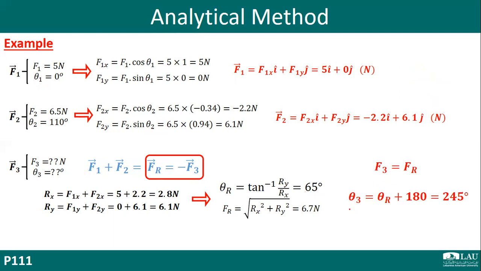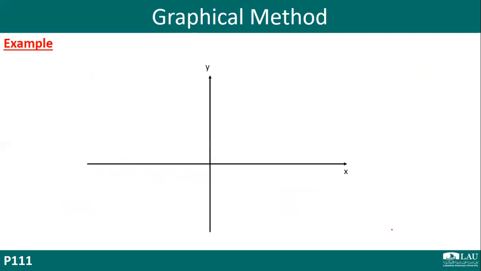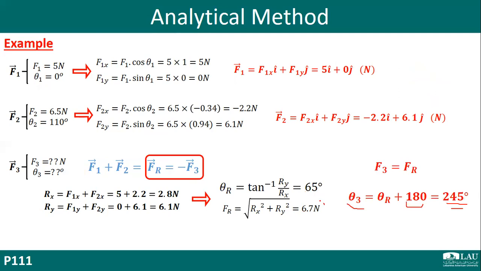Now to obtain the angle of the third force, the equilibrium force, we add 180. So the angle of F3 is 245 degrees. And it has the same magnitude. So the magnitude of F3 is 6.7 newtons. And the angle is 245 degrees.